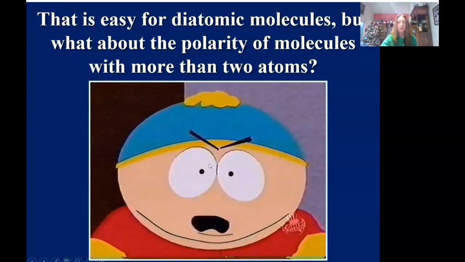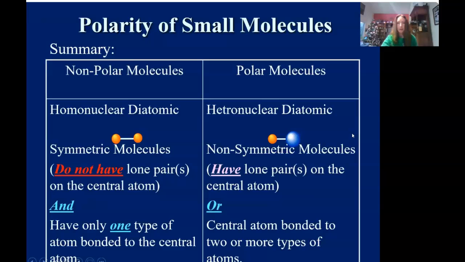Polarity is easy for diatomic molecules, but what about the polarity if you have more than two atoms? So this is a little slide that's going to make your lives a little easier. How do we figure out the polarity of molecules? A non-polar molecule is a homonuclear diatomic, that means same atom.